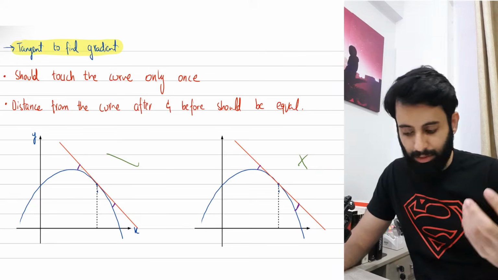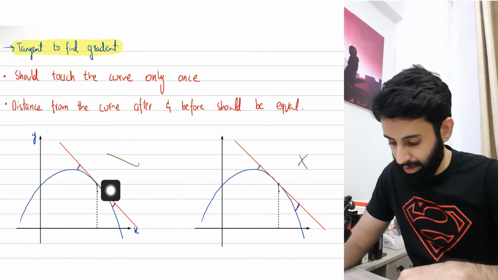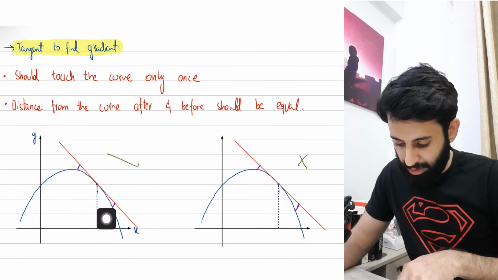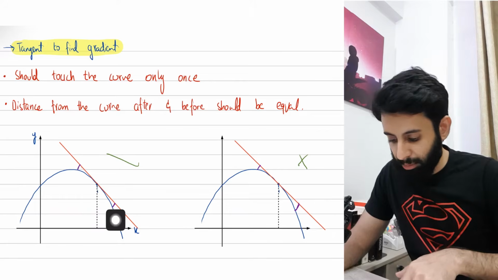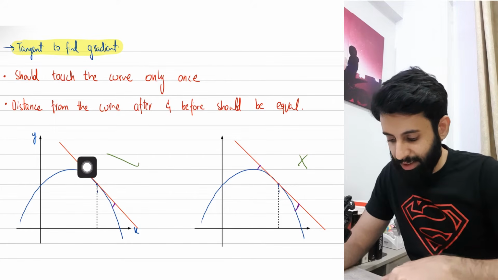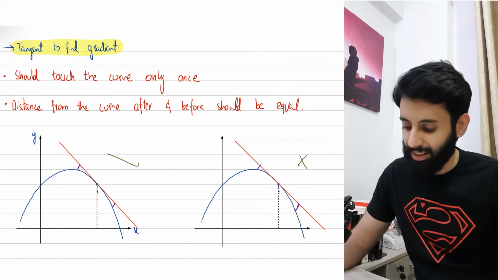Now this is something that not a lot of people know, but an ideal tangent is, for example, over here. You can see that this is the point where we've drawn the tangent, and the distance of this tangent from the curve, after and before the point where the tangent is made, is equal. Okay, and that's what makes it an ideal tangent.